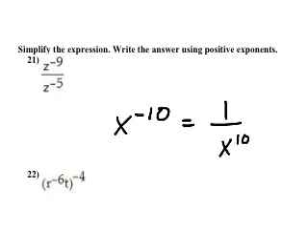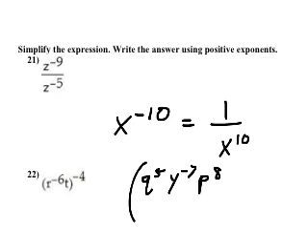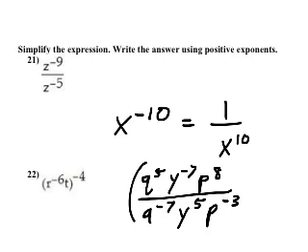Another aspect is, let's say we have something in parentheses. I don't know, q to the 5th, y to the negative 7th, p to the 8th over q to the negative 7, y to the 5th, p to the negative 3. And that's all to the negative 7th power. Okay, so that looks like quite a mess, right?